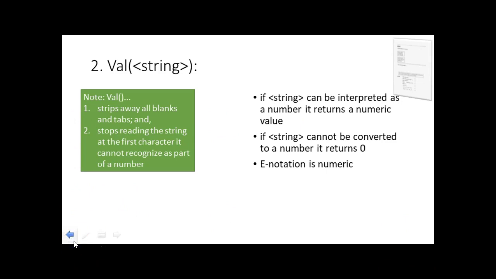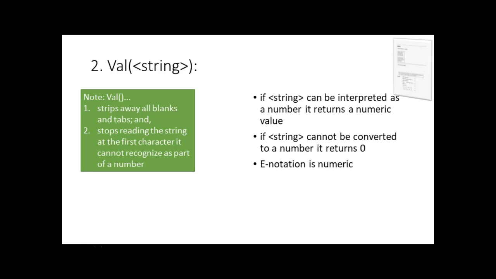So this slide shows you a few things about Val. You've had a chance to copy it down by this point. So first of all, in the green box, notice Val strips away all spaces and tabs. If you enter a space into a string, Val ignores it. It also stops reading the string as soon as it finds a character that it cannot recognize as a number. So the letter G is not part of any decimal numbering system that we're aware of, so G would have to be rejected.